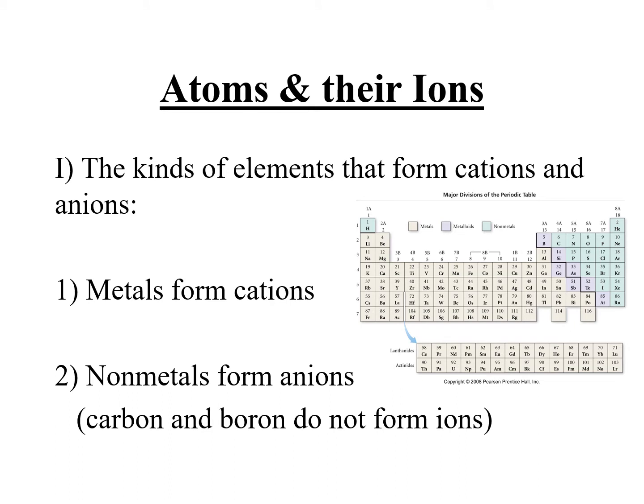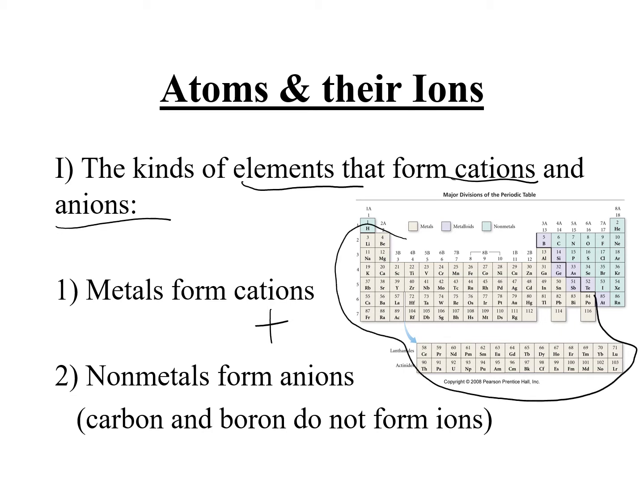We can determine the types of elements that form cations and anions. Metals form cations, so they'll form a positive charge. As a review on our periodic table, the elements in the tan color are our metals, and they'll form positive charges. Nonmetals form anions, and they're in the green on our periodic table, and they will form the negative charge. There are a couple exceptions to remember. Carbon and boron, which are located right here, do not form ions.